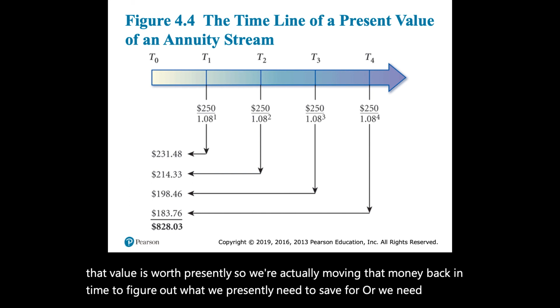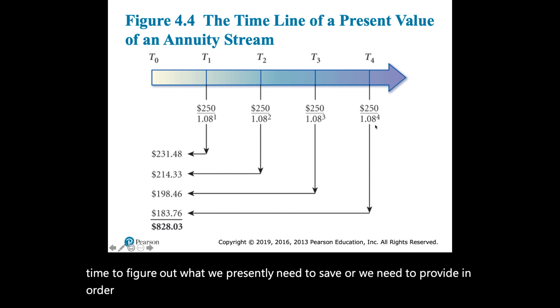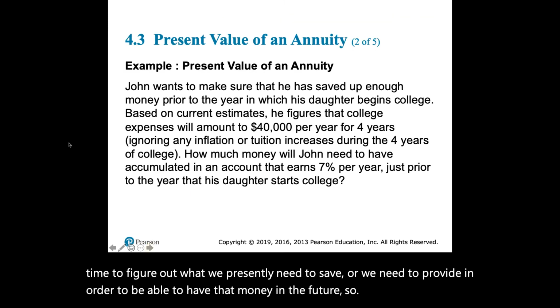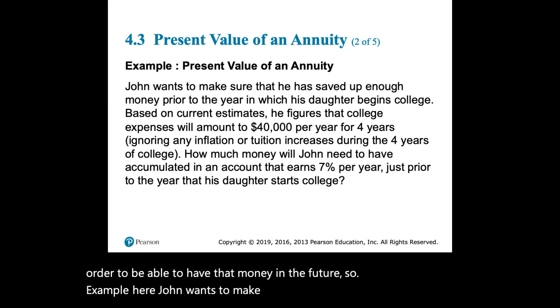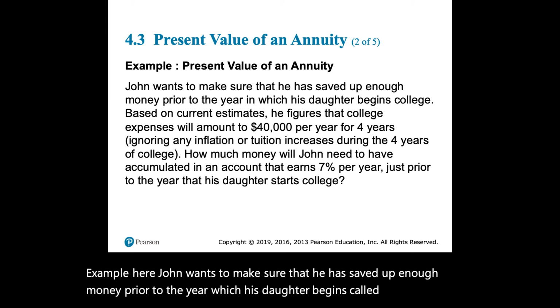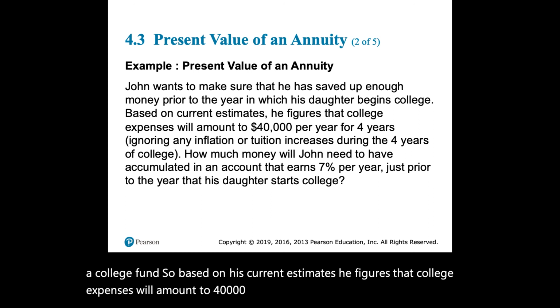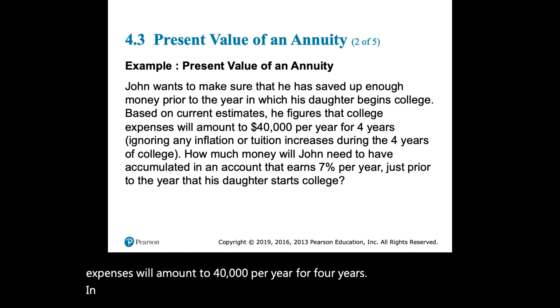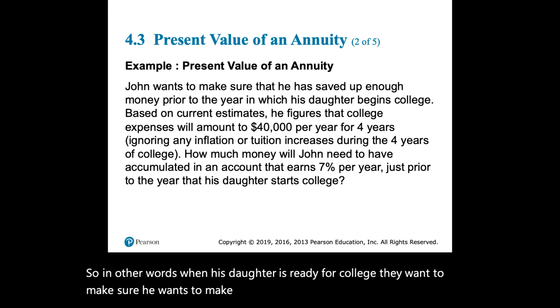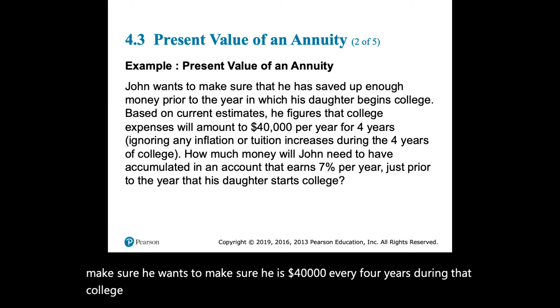Here's an example. John wants to make sure that he has saved up enough money prior to the year in which his daughter begins college, so we're creating a college fund. Based on his current estimates, he figures that college expenses will amount to $40,000 per year for 4 years. In other words, when his daughter is ready for college, he wants to make sure he has $40,000 every year during that college time. How much money will John need to have accumulated in an account that earns 7% just prior to the year that his daughter starts college?